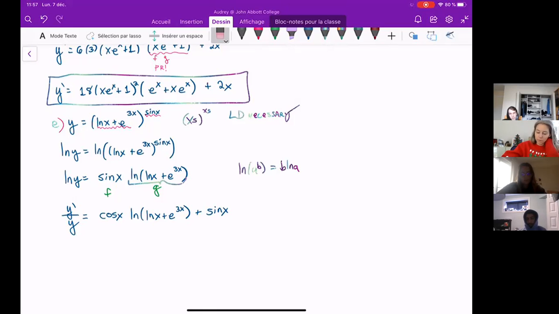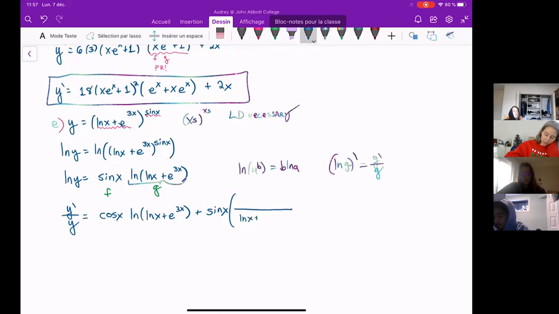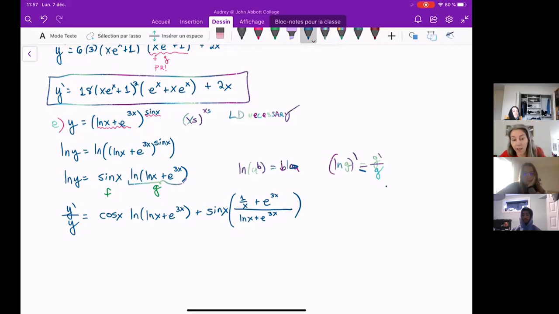Okay, so ln of g, remember, ln g prime is g prime over g. So what that means is the thing inside, ln x plus e to the 3x, goes in the denominator, and then in the numerator, I do the derivative of the things as I see them. And I recommend not simplifying because I've seen you guys try to simplify this by just bringing that x to the denominator, and it does not work that way. So be careful.